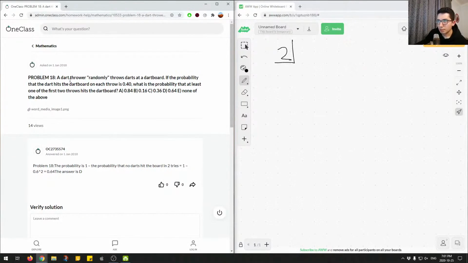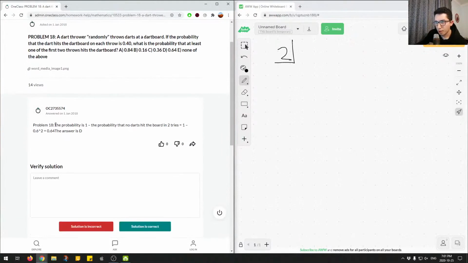So this is kind of just the statistics probability question. Let's go through with the junior tutor answer. So the probability is 1 minus the probability that no darts hit the board in 2 tries. So here the question is asking, what is the probability that at least one of the first 2 throws? So here the answer thinks about it in the opposite way.